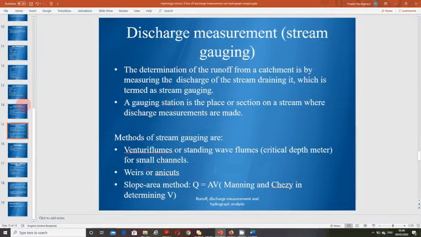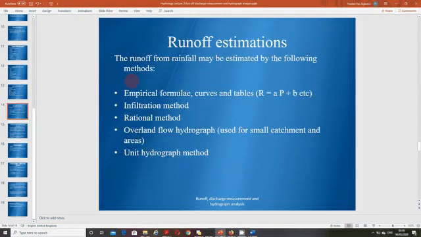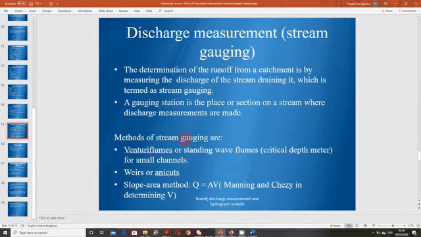What are the main ways we can use to measure stream gauging? What are the techniques we have? So please remember, stream gauging is related to hydrograph analysis. So we are measuring how much runoff is occurring by what we call stream gauging.